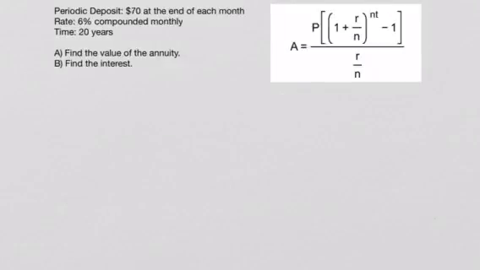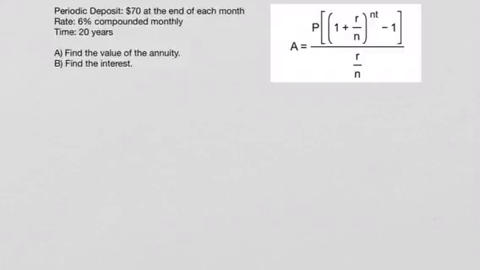Alright, very similar to the first problem. It's at this time we're putting in $70 at the end of each month, and therefore our rate is 6% compounded monthly, and we're going to do this for 20 years. So our formula changes a little bit because it has to take into account that we're going to be doing this monthly instead of annually.